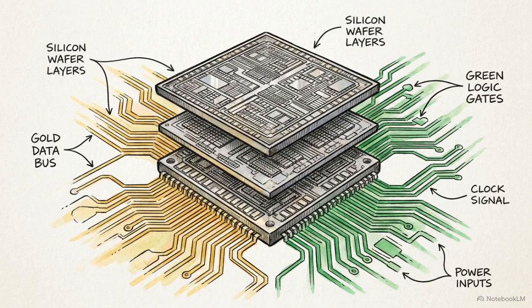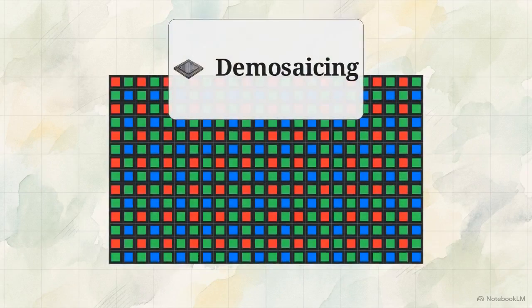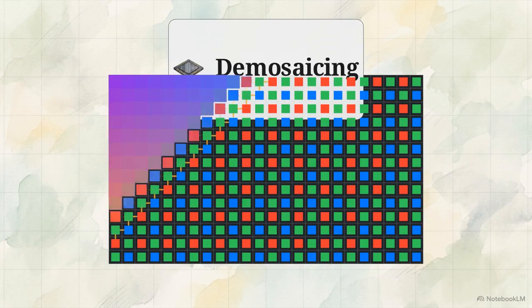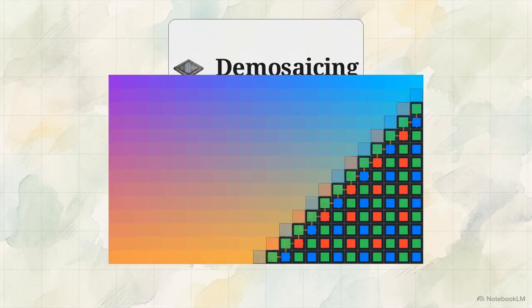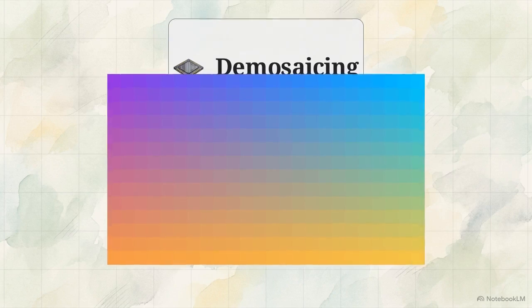Once the light is numerical, the camera's image processor, a miniature supercomputer, takes command. It immediately begins a mathematical process called demosaicing. Since each square only captured one color, the processor runs algorithms to calculate and fill in the missing colors for every space, based on the numbers nearby.